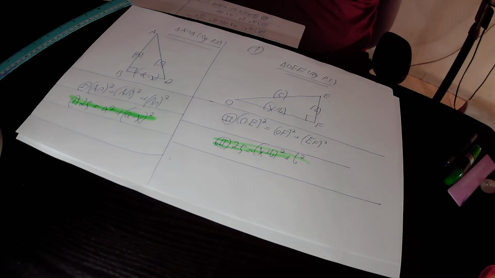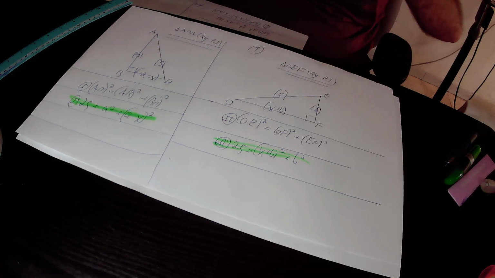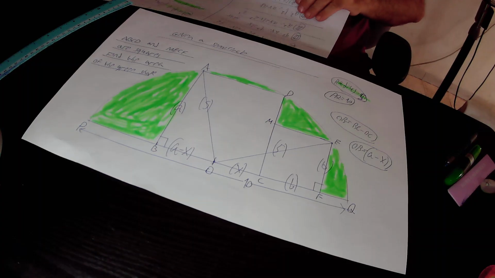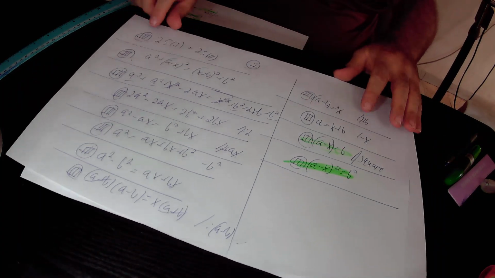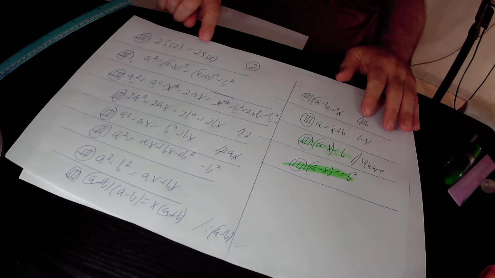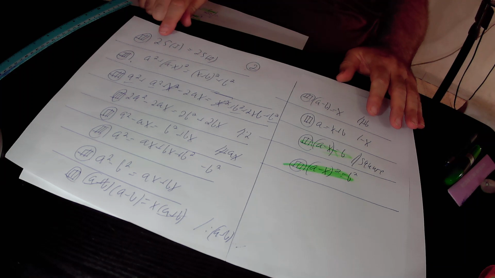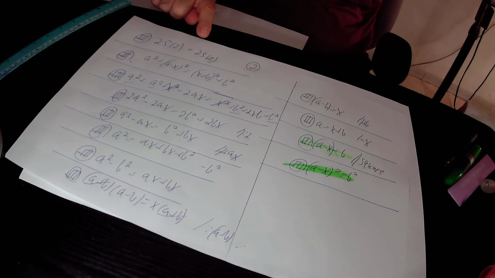In the next step, we created equation 3, which says that 25 according to equation 1 must be equal to 25 according to equation 2. 25 according to equation 1 equals A squared plus (A minus X) squared. It must be equal to 25 according to equation 2, which equals (X plus B) squared plus B squared.